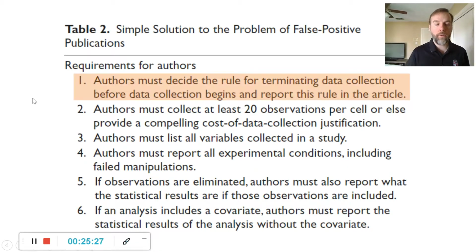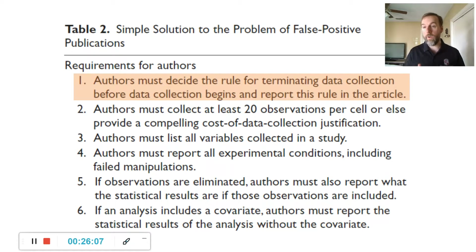So their first requirement for authors here is that they must decide the rule for terminating data collection before data collection begins and report this rule in the article. This is going to prevent someone from, say, collecting 10 participants, running stats, collecting one more, running stats, collecting one more. I guess you could still do that, but if you wrote in your article that you did that, it would probably be rejected. The reviewers would say, well, you can't do that. So if you set your rule first and then follow it, that would be best.